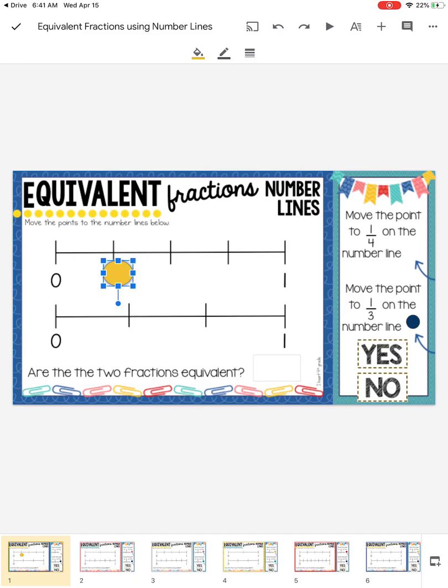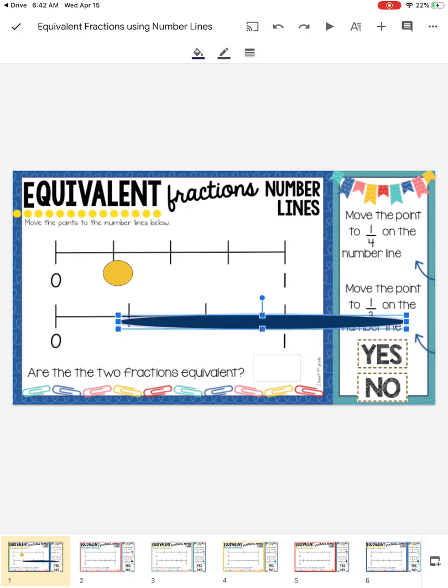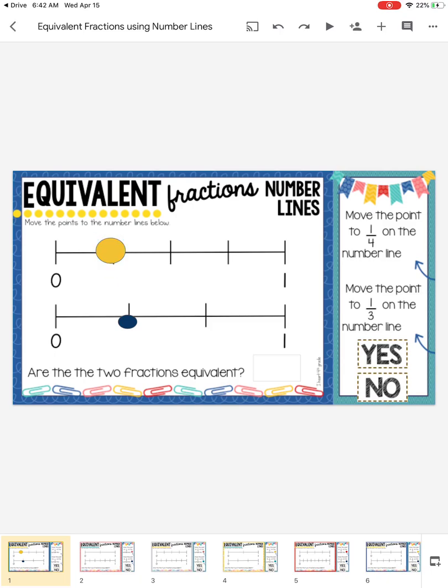There we go. Sorry about that. It's being a little difficult. Right there on the 1/4 line. Now move the point to 1/3 on the number line. So this number line here at the bottom is divided into thirds. So now we're comparing these 2 points on a number line. Are they equivalent? So how do we decide if they're equivalent? Are they lined up exactly? Are they in line with each other? No. So are they the same size? No.